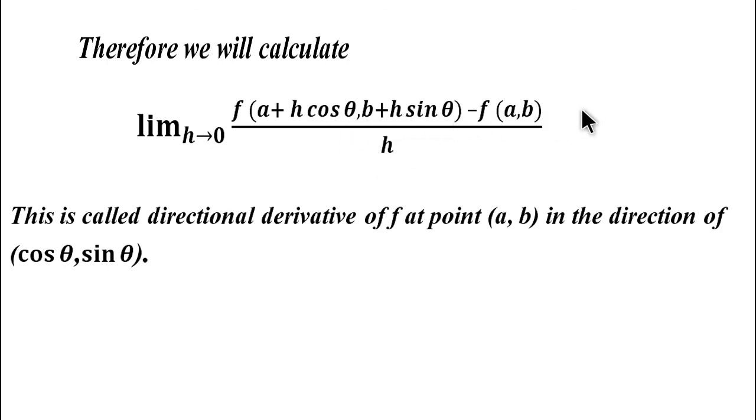So this derivative is called a directional derivative, not a partial derivative, because both the variables are changed here. The value of x here is a plus h cos theta, here it is a. The value of y here is b plus h sin theta, here it is b. Therefore, both the values are changed, so this is not a partial derivative. So we will call it the directional derivative of f at point (a, b) in the direction of (cos theta, sin theta).